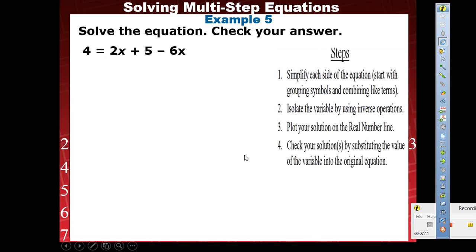So let's kick it up a notch. Here we go. Copy this one. Example 6 reads 5 parentheses p minus 2 close parentheses equals negative 15. On this one, I do want you to solve it, and then I want you to check it. Go.